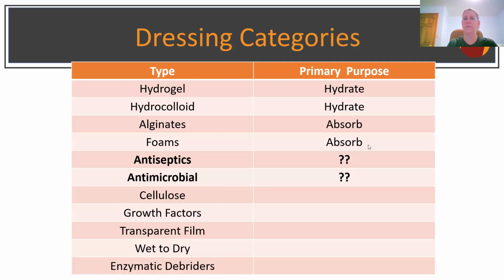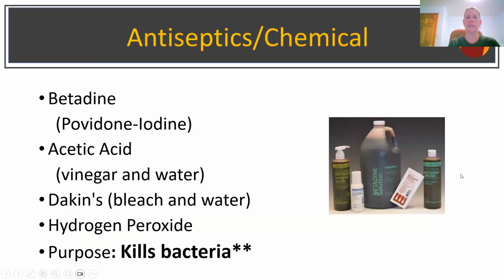Okay, yeah, they're for infection. So that's going to be if it's going to kill infection. So if we got something that's infected, we can use an antiseptic or antimicrobial. All right, antiseptics, they're great at killing bacteria, but we do not want to use them for very long because they're cytotoxic. They kill the good tissue with the bad tissue.